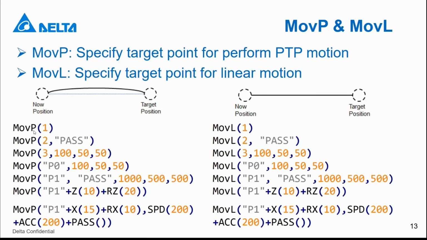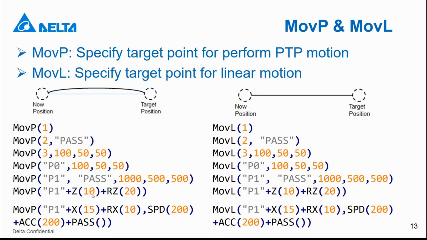For move P, in the beginning, you can do it very simply, just put a point number like 1 here. Then the robot will move to point 1. You can also use the pass function I'll introduce later, or choose a different speed, acceleration and deceleration. You can also use the name of the point, not the number, and you can see it's the same. You can choose speed, and also the pass function.